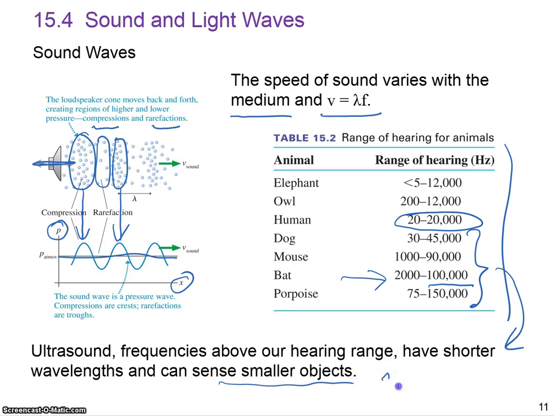And if we look at this relationship, the speed of sound in air is fixed due to the temperature, and so if the frequency goes up, the wavelength has to go down to maintain this constant speed in air. And the smaller the wavelength, the smaller objects they can detect. So that's how that works.